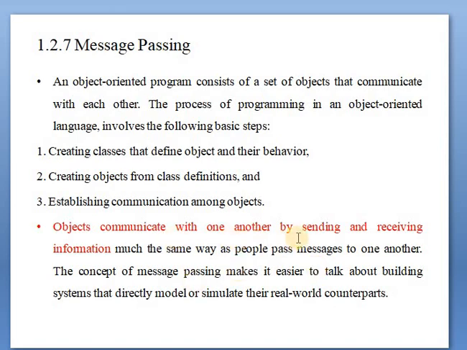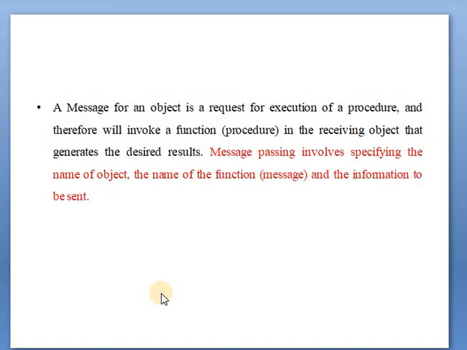Objects communicate with one another by sending and receiving information. A message in object-oriented programming comprises the name of the object, the name of the function, and the information to be sent to the object in the form of arguments to the function. A message for an object is a request for execution of a procedure and therefore will invoke a function in the receiving object that generates the desired result. Message passing involves specifying the name of the object, the name of the function, and the information to be sent. Means we can pass information to the object by using the function. So this is the message passing concept.